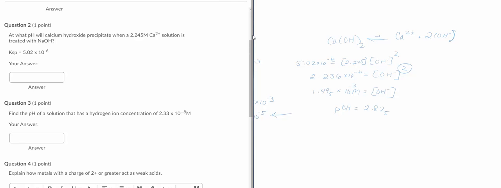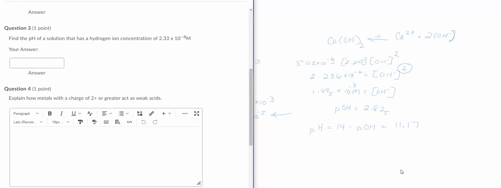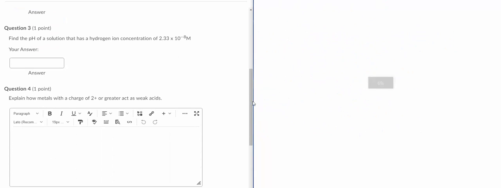Again, it's going to stay in my calculator. And then it's pretty easy to calculate the pH, because the pH is going to be equal to 14 minus the pOH. So then I have a pH value of 11.17 for my conditions.